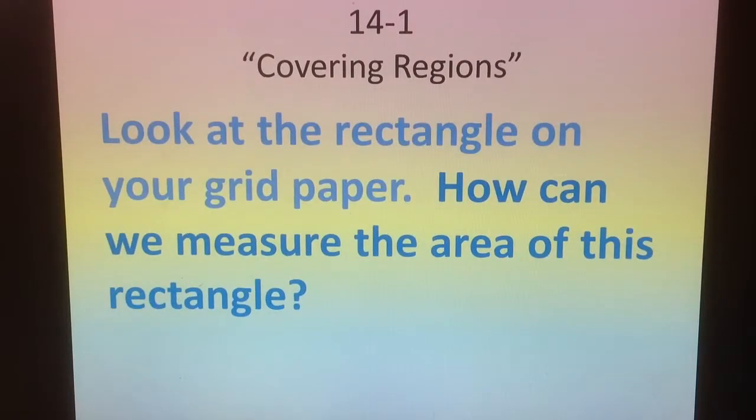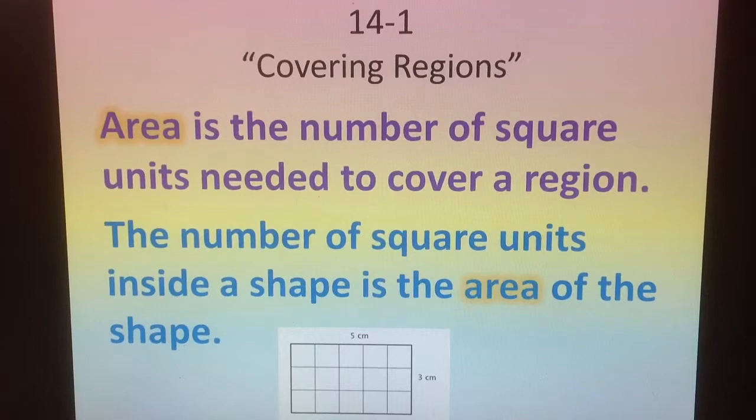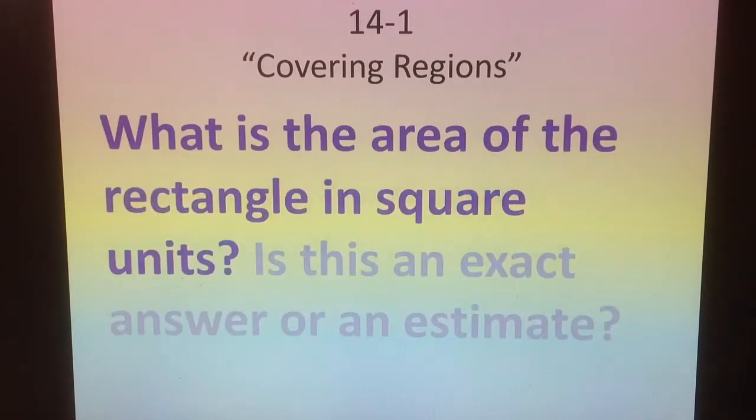Look at the rectangle on your grid paper. How can we measure the area of this rectangle? Students saw a rectangle similar to what we had seen in this previous screen, and they counted the squares inside to measure the area. Then I asked them, is this an exact answer or an estimate? They knew it was an exact answer because the rectangle was drawn right on the grid paper on the lines. There were no half squares covered or not covered.